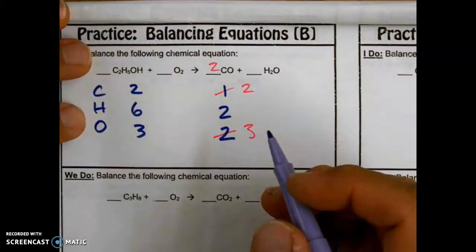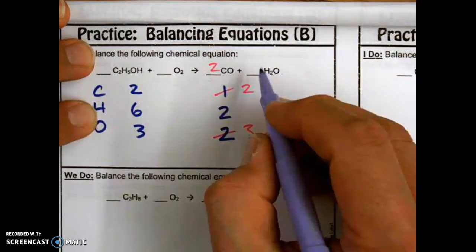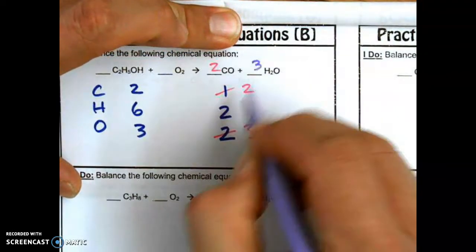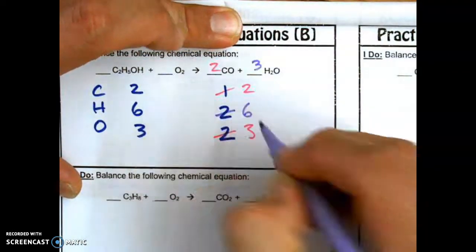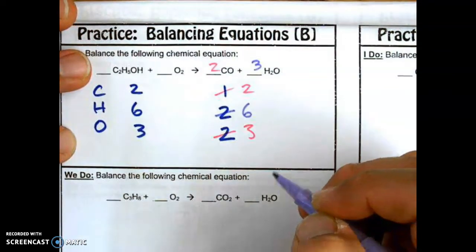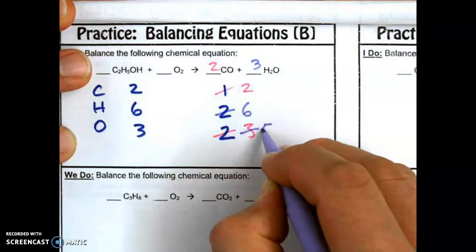Let's look at the H's now. I have 6 H's here, but I only have 2 here. So what number do I have to put in front? A 3. If I put a 3, that makes this 6. But it also messes with the oxygen. So oxygen becomes 3 plus 2. My oxygen becomes 5.